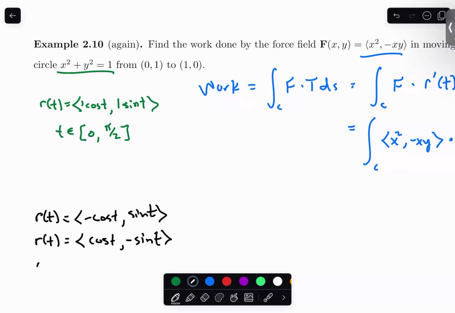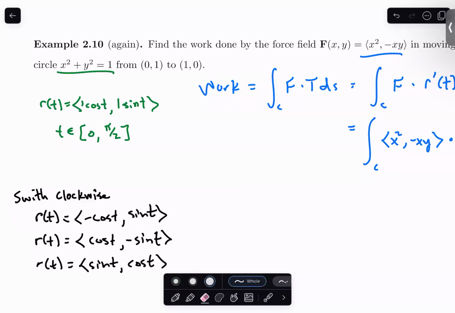Or another thing that works out well is swapping them. So if I did sine t, cosine t, that works out sometimes well too. So all of these will get it running in a clockwise direction rather than a counterclockwise direction. So to switch to clockwise, consider one of these instead of the classic parameterization, which runs in the counterclockwise direction.